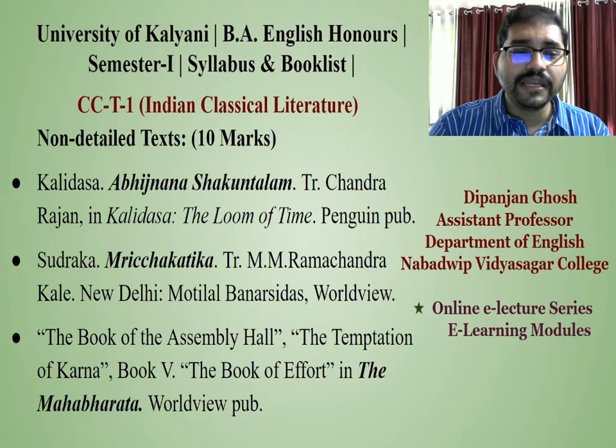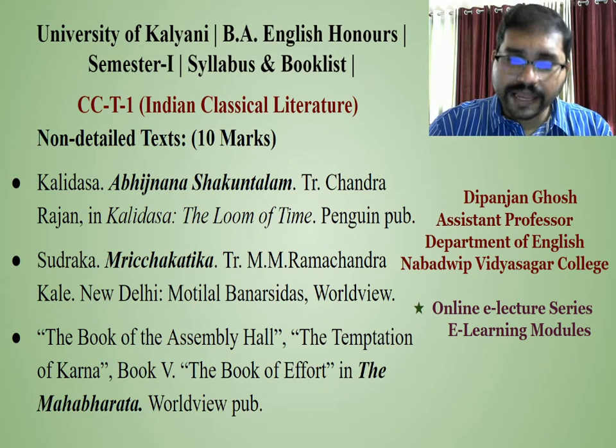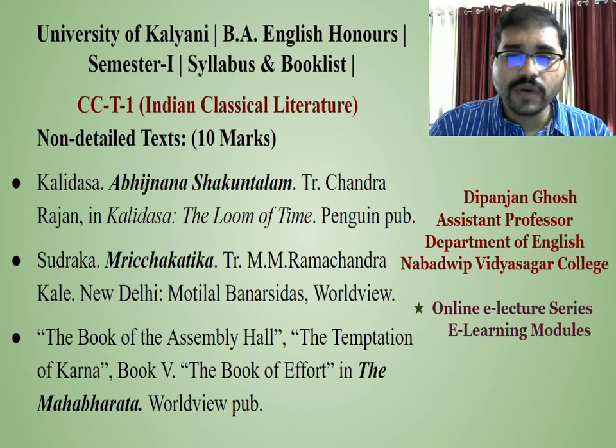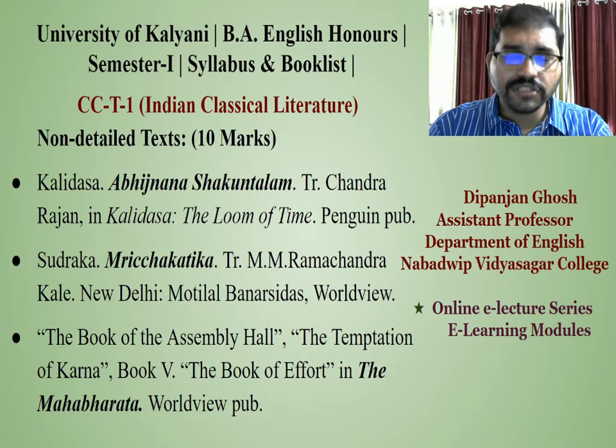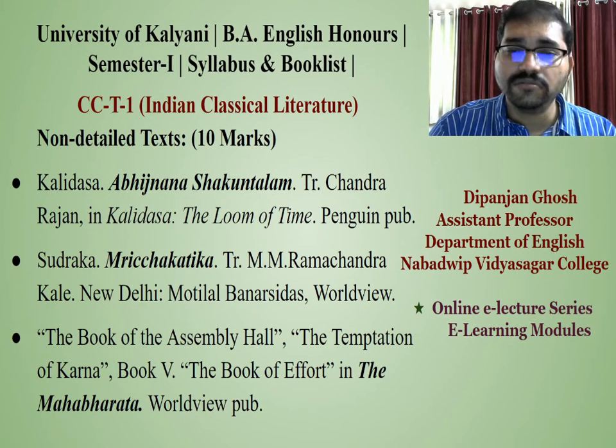So ultimately, you have got the four major books. Again, I repeat, the first one is Mahabharata. You must buy the Worldview edition book. The second one is Shilapatikaram. You have the Book of Vansi, again the Worldview edition. The third one, Mrichakatika, is the non-detailed section, and again you have to buy the Worldview edition book. The fourth one is Abhijnana Sakuntalam. For this section, you must go for the Penguin publication book.